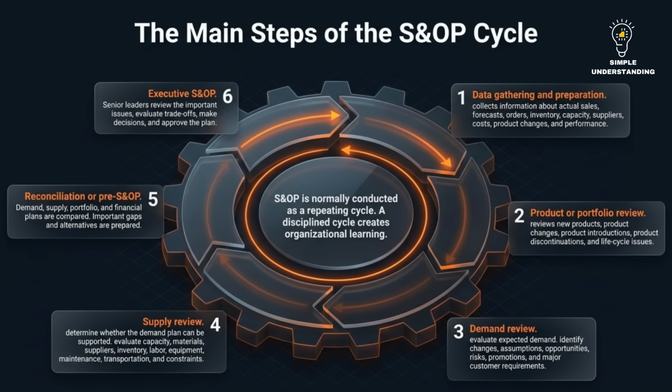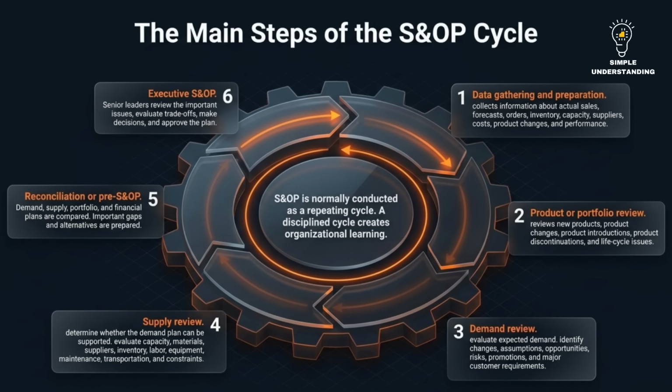The fourth activity is supply review. Operations, supply chain, procurement, logistics, and other functions determine whether the demand plan can be supported. They evaluate capacity, materials, suppliers, inventory, labor, equipment, maintenance, transportation, and constraints. The fifth activity is reconciliation or pre-S&OP. Demand, supply, portfolio, and financial plans are compared. Important gaps and alternatives are prepared for senior management.